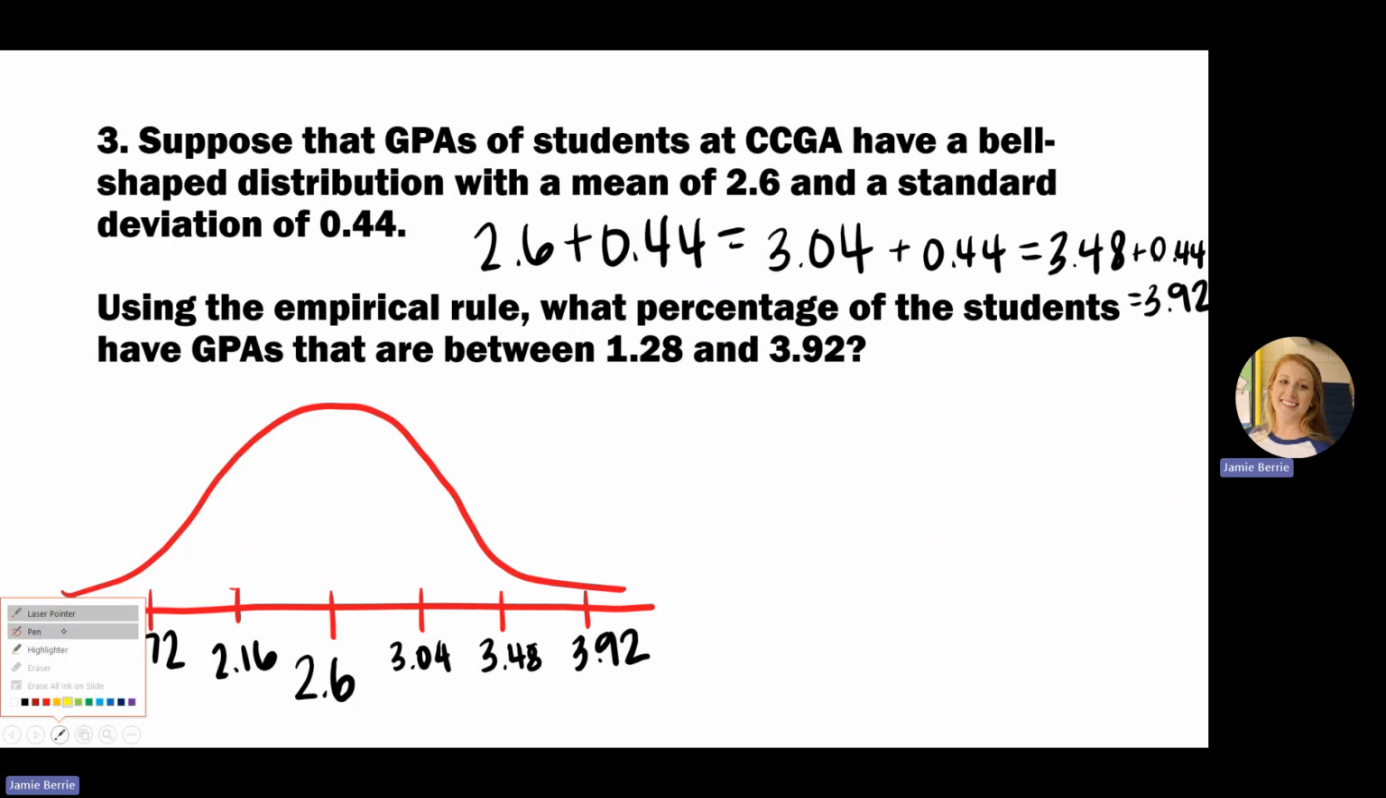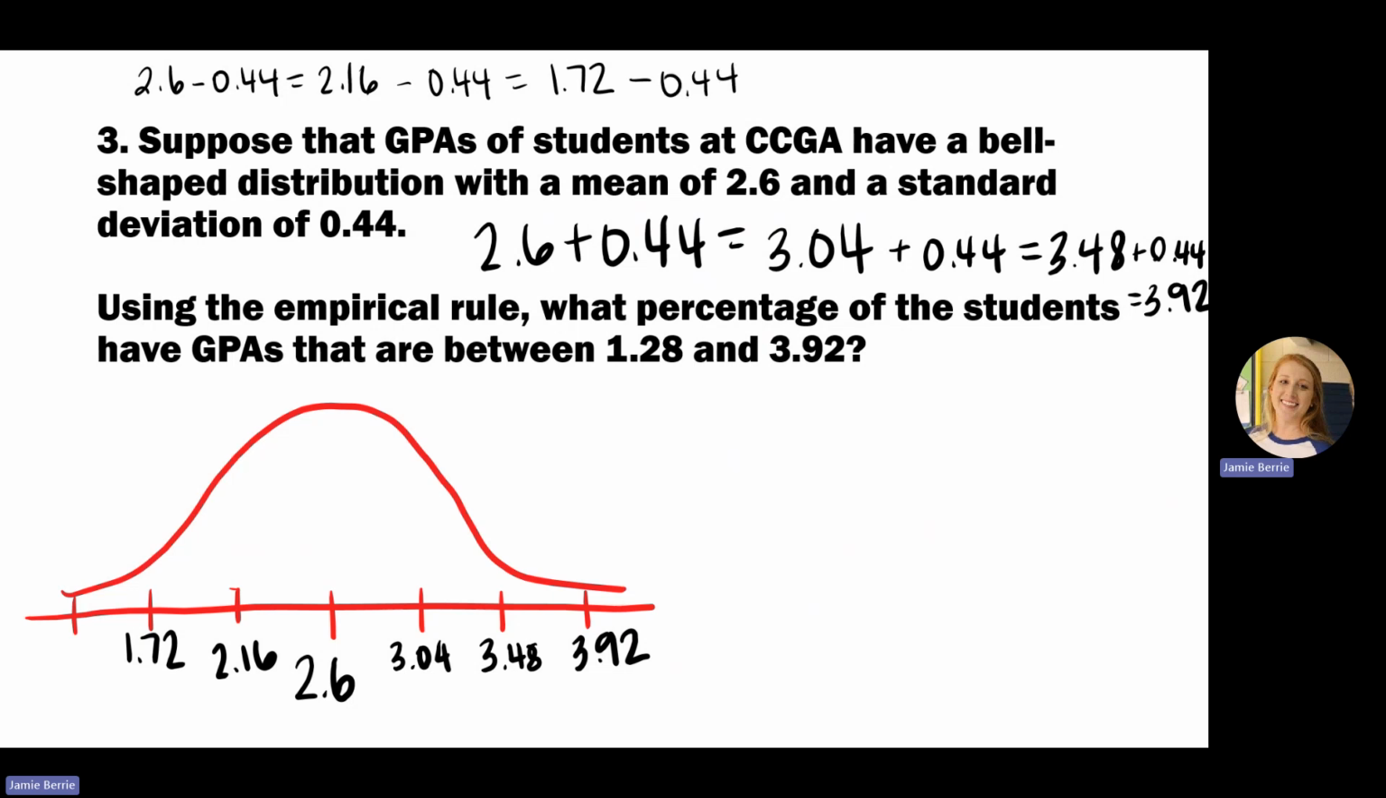Let me draw that on here just so I have it written down somewhere. All right, so 2.6 minus 0.44 is 2.16. You can see that next one's already filled in. Minus 0.44 again gives us 1.72. Minus 0.44 again gives us 1.28. All right, so you are just repeatedly either adding or subtracting the standard deviation. So you can see here, I have added it 1, 2, 3 times. And then when I was subtracting, I subtracted 1, 2, 3 times. That gives me each of those little tick marks.